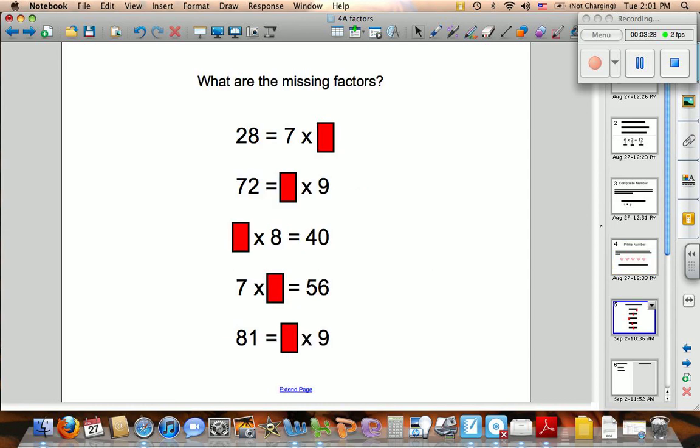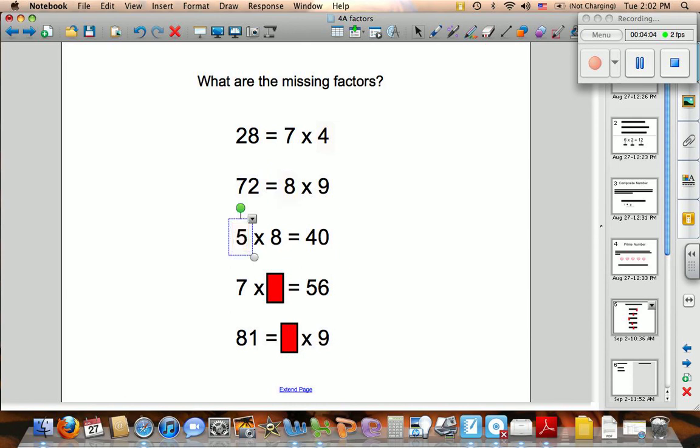So here I have some number sentences with some missing factors. So I want you to think about these as I talk about them. 28 equals 7 times what? What's the missing factor here? Hopefully you said 4. The next one is 72 equals what times 9? So again, 9 is one of the factors and we're missing the other one. What belongs in the red box? 8. What factor times 8 equals 40?